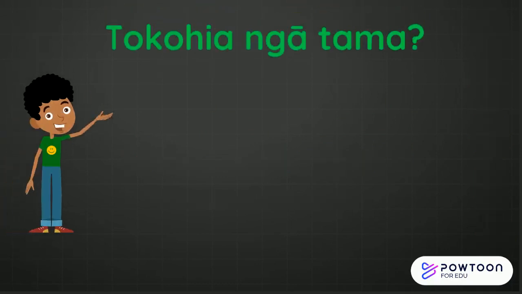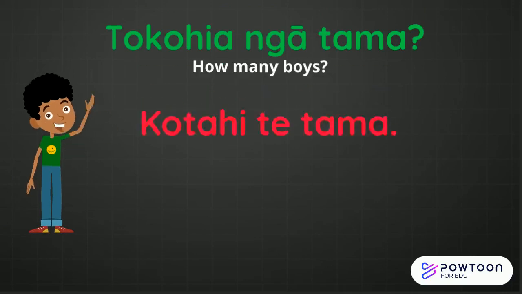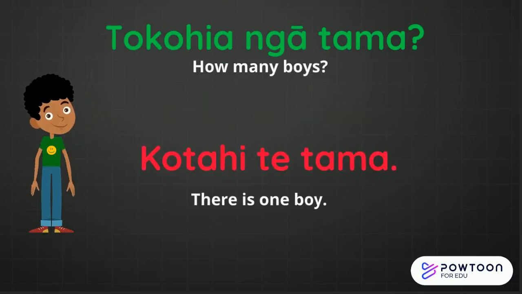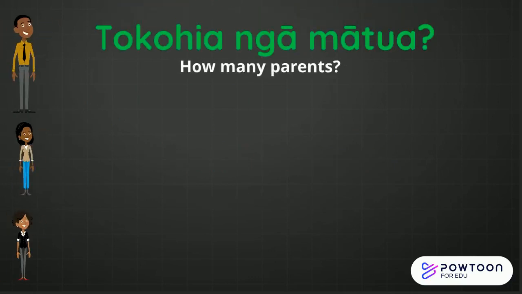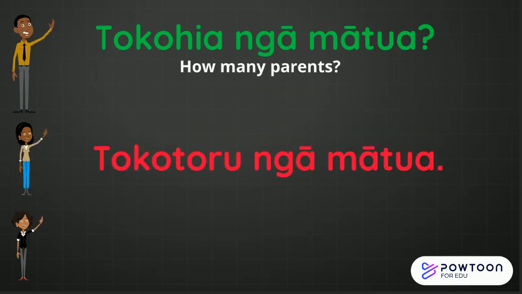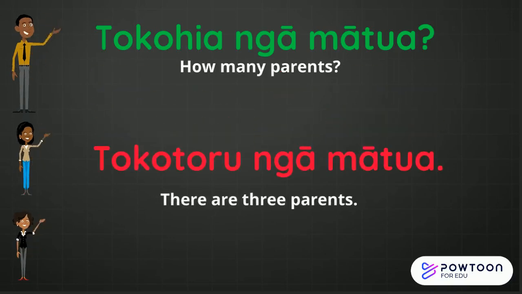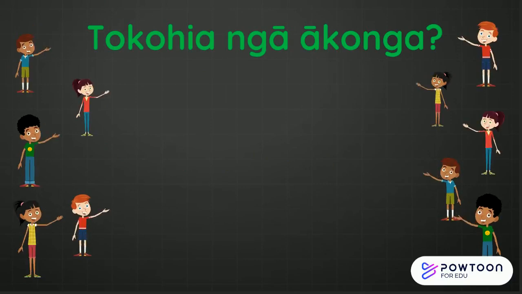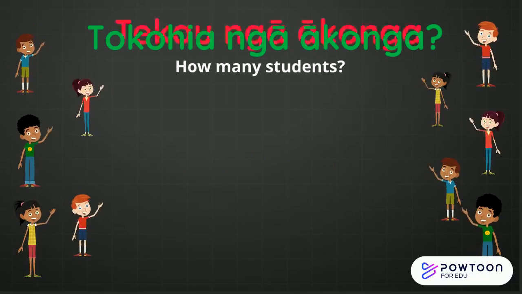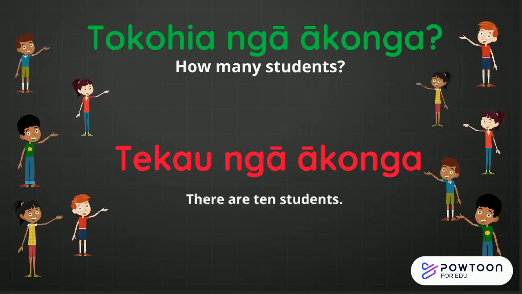Tokohia ngā tama, how many boys? Kotahi te tama, there is 1 boy. Tokohia ngā mātua, how many parents? Tokotoru ngā mātua, there are 3 parents. Tokohia ngā ākonga, how many students? Tekau ngā ākonga, there are 10 students.